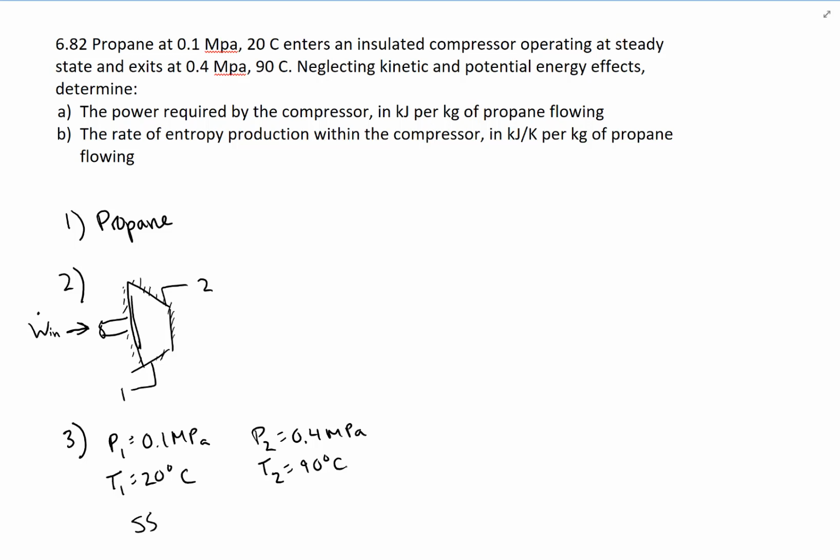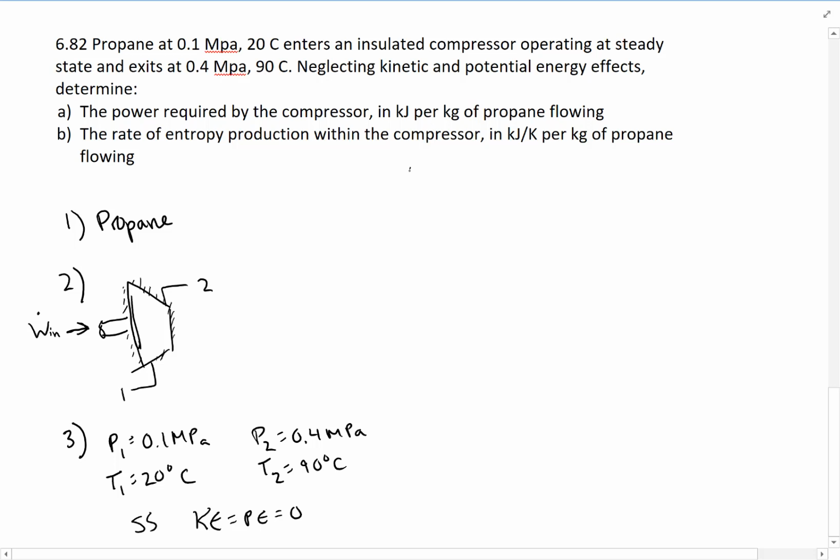I also notice right now that at state 1 I have two properties, which means I can get all other properties. At state 2 I also have two properties, which means I can get all other properties. Okay, so I'm in pretty good shape. It also says that I should neglect kinetic and potential energy effects, so let's write down that KE equals PE equals 0. That'll be useful to remember. And now we're asked to determine a couple of things.